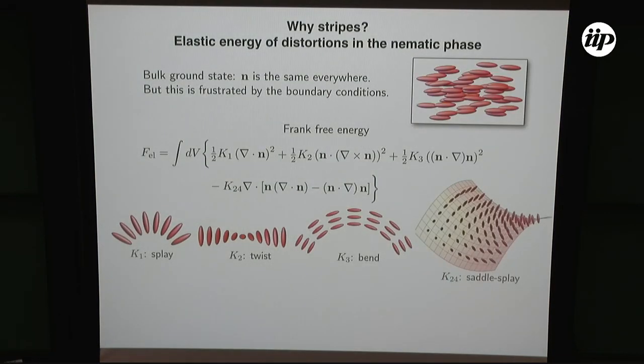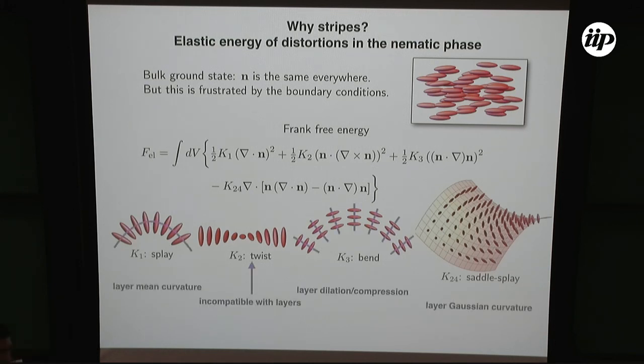Okay, so to understand first why the stripes appear, we look to the Frank elasticity of the nematic phase, but as we approach the smectic phase. So in the ground state, the director field is spatially uniform. The Frank or Oseen-Frank free energy, which we've seen before in similar forms, penalizes splay, twist, and bend. And there's also this total divergence term for saddle splay, and those kinds of deformations are shown here.